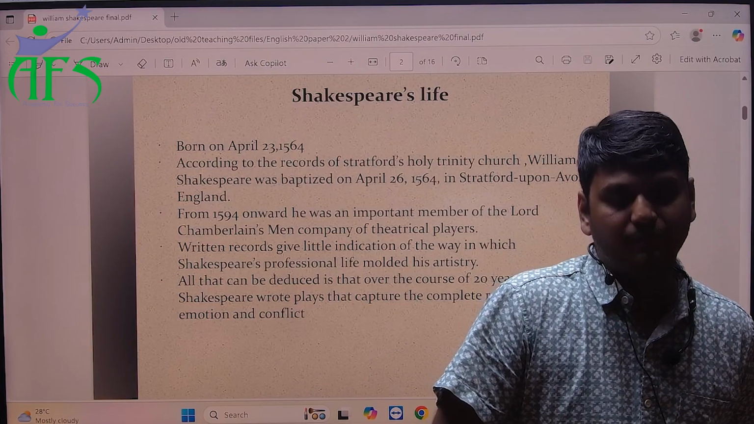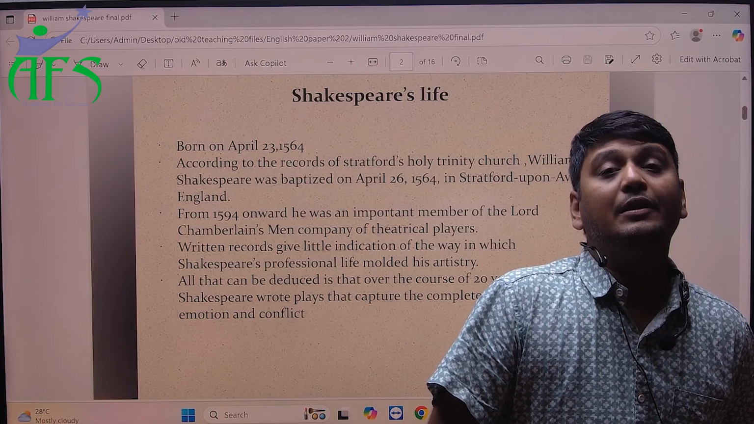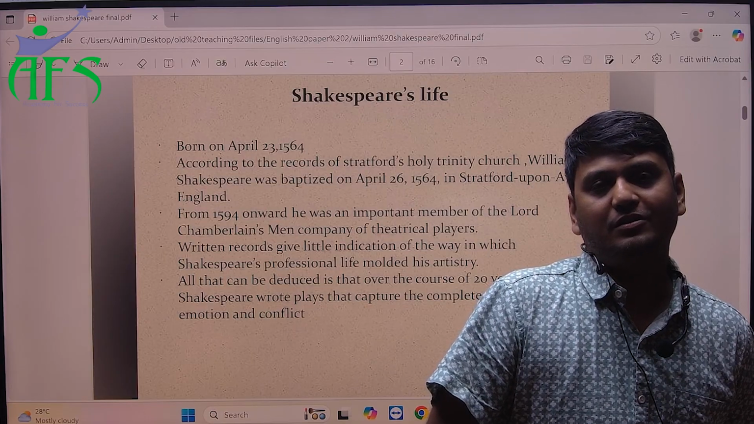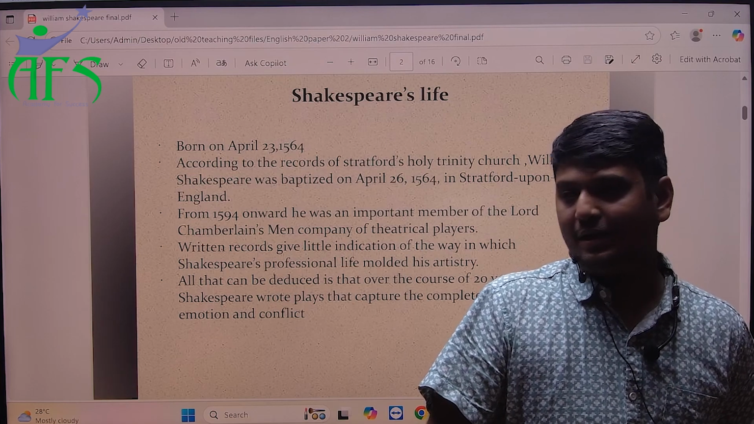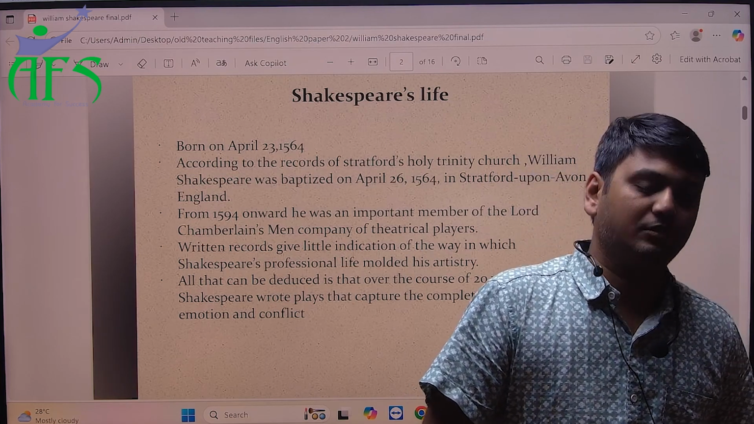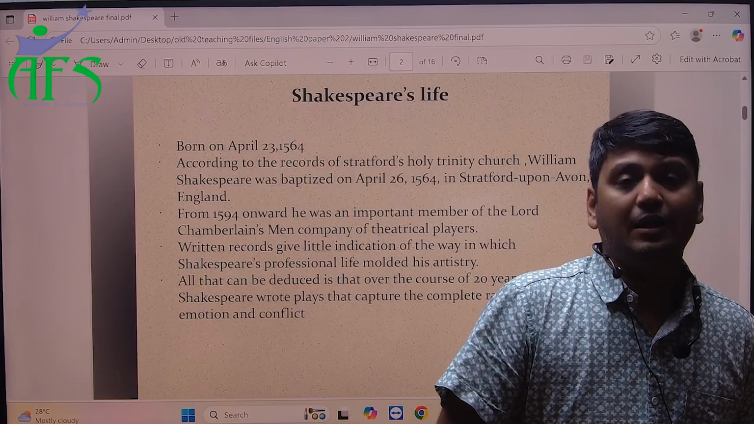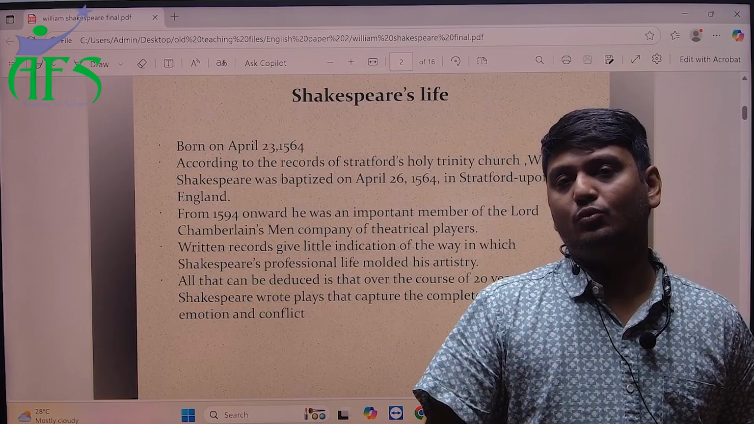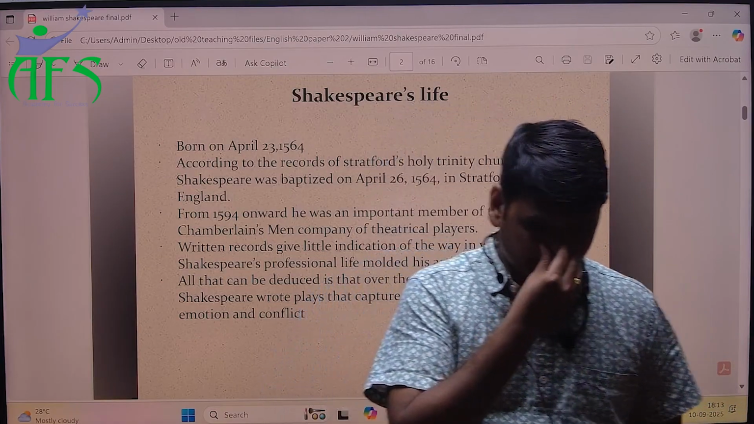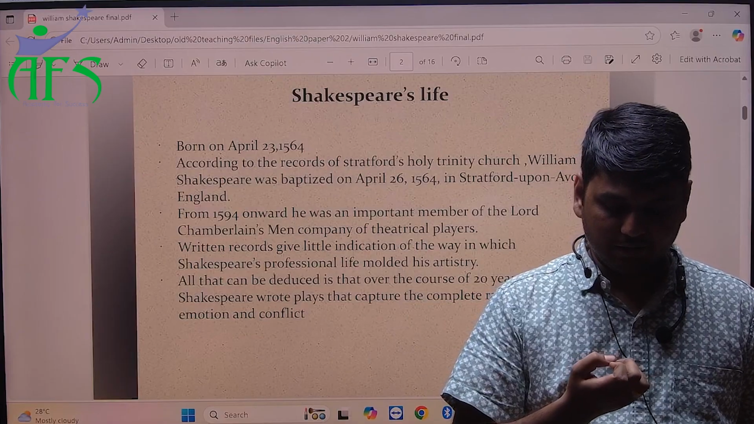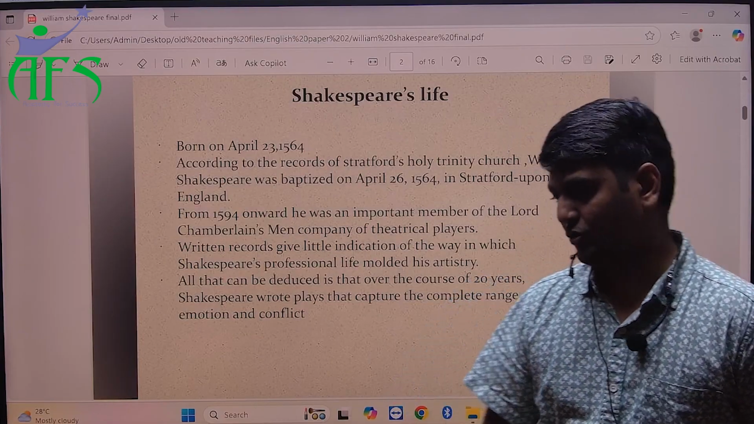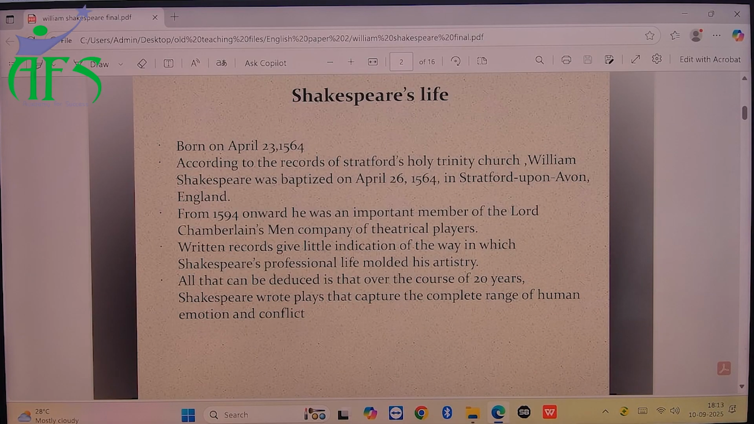His birth date and death date are both uncertain. We can find many ups and downs in his life, in his early and late career also. But he was the one who made an everlasting impact on literature. Born on April 23rd, 1564, according to the records of Stratford Holy Trinity Church, William Shakespeare was baptized on April 26, 1564, in Stratford-upon-Avon, England.